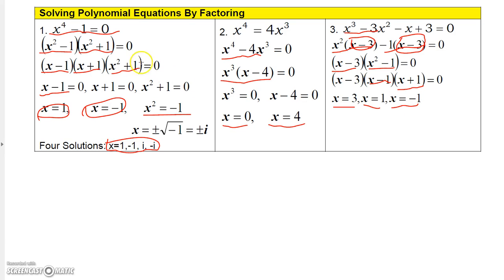And that's pretty much it on solving other types of equations. I'll leave it up for just a second, let you look at it.